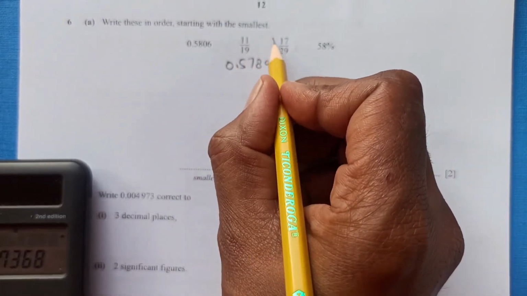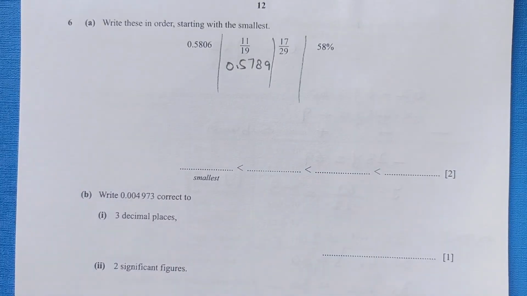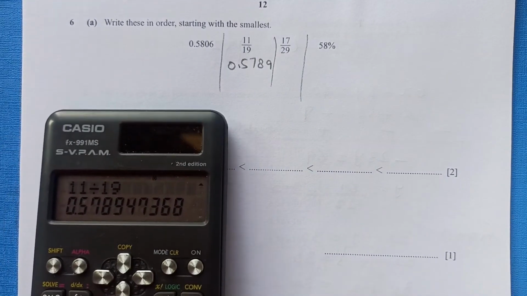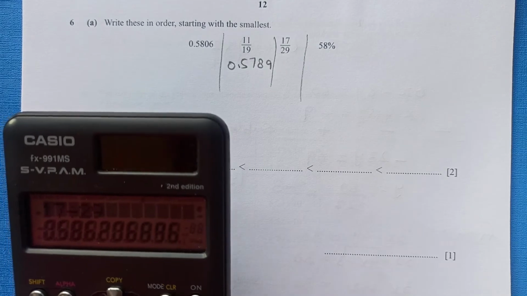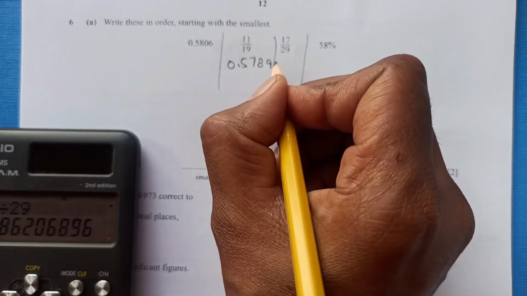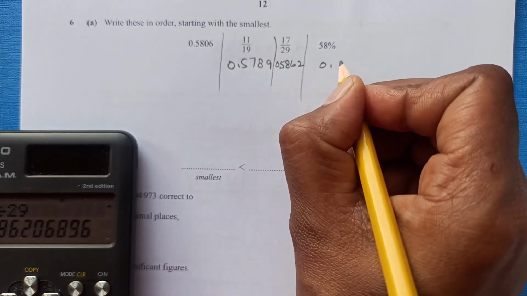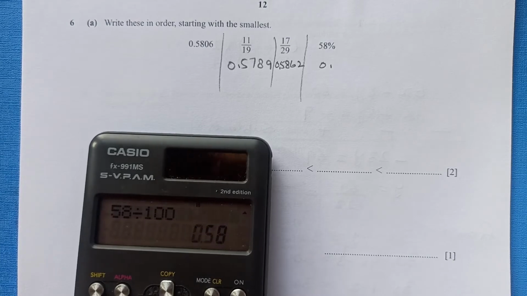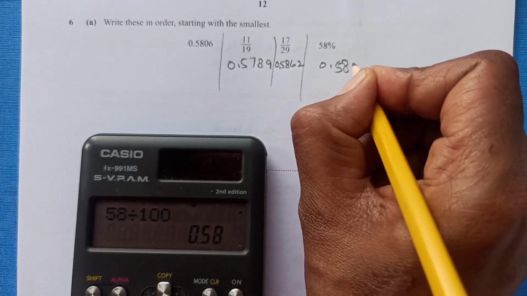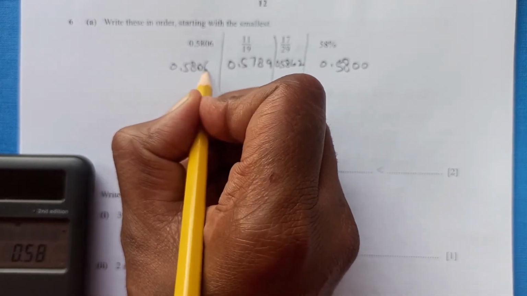It is 0.5789. And then this one, 17 over 29: 17 divided by 29 is 0.5862, and this will be 58 divided by 100, which is 0.58. We can add zeros to make this the same up to 4 decimal places.